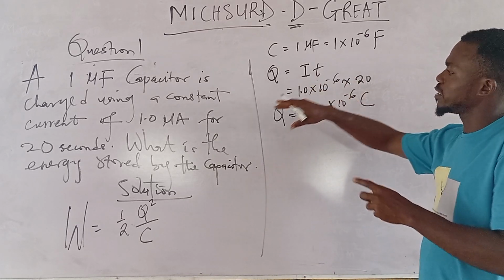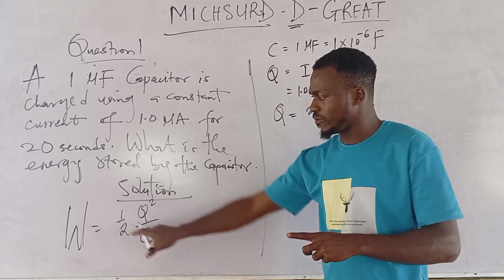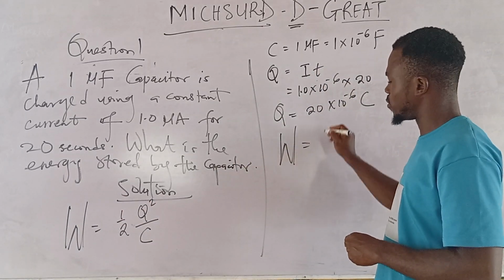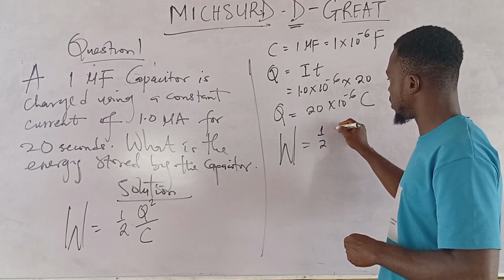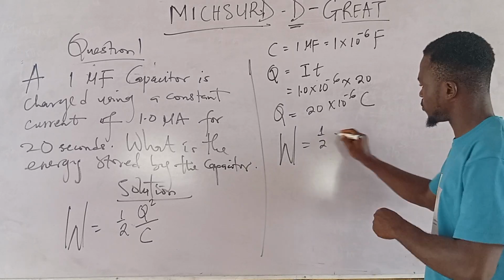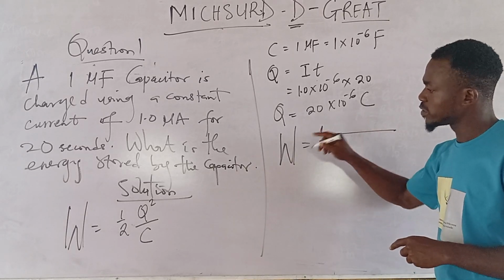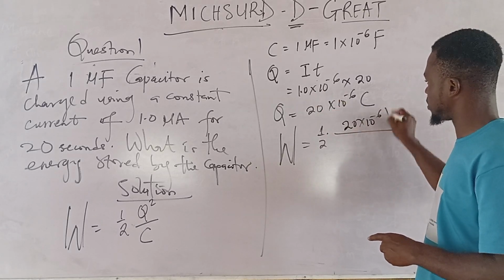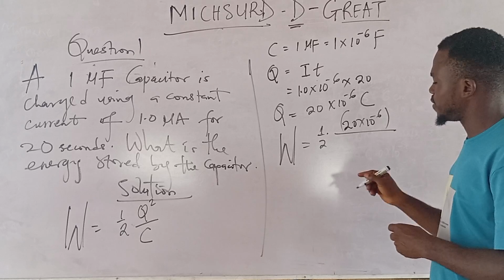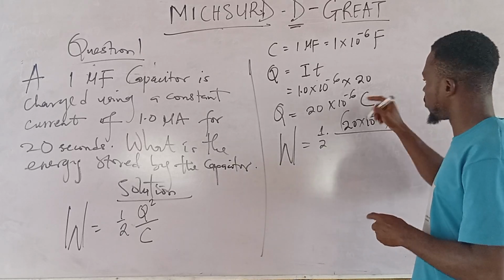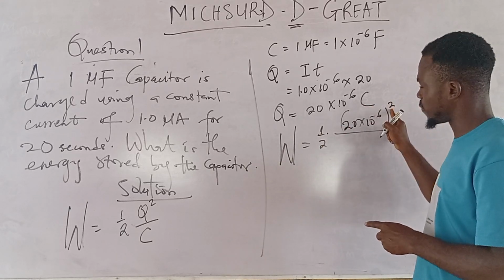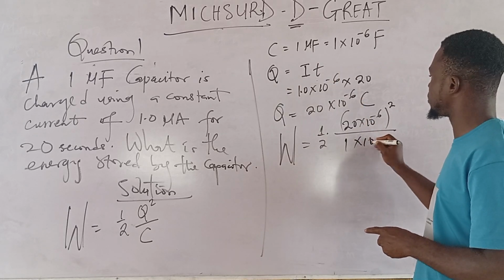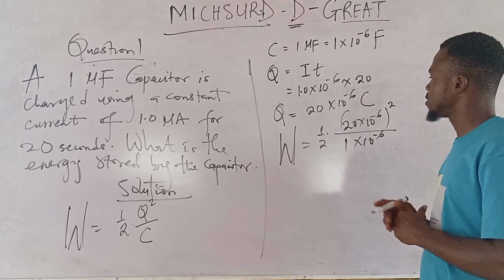So now we have the energy stored is given with this formula. So that means that the energy or the work done is half, then Q. This time around we have the value of Q. So our Q is calculated as 20 times 10 raised to the power minus 6, then divide by C. But remember the Q is squared, so we have to square it. Then we'll divide by C. C is 1 times 10 raised to the power minus 6.